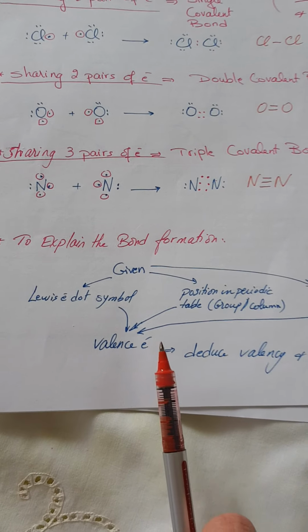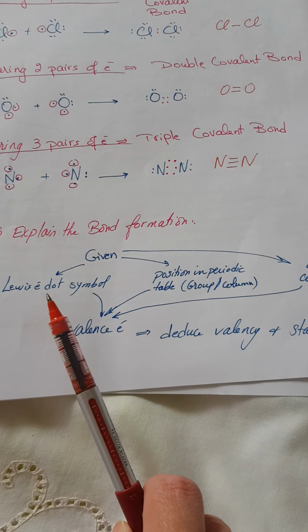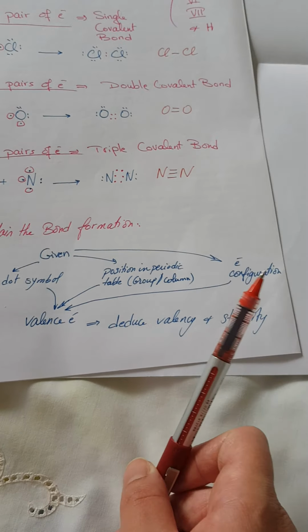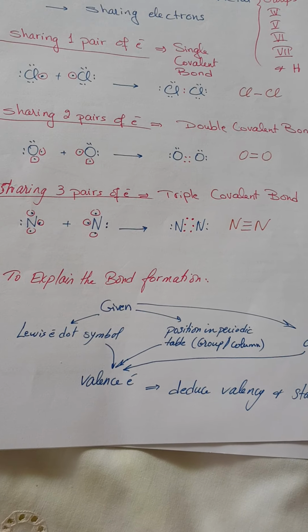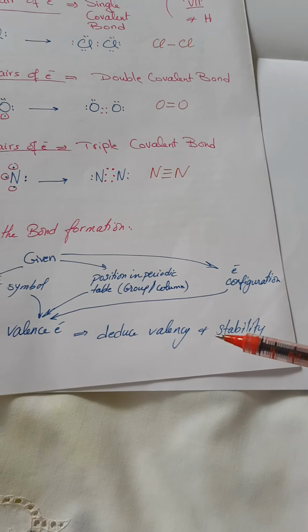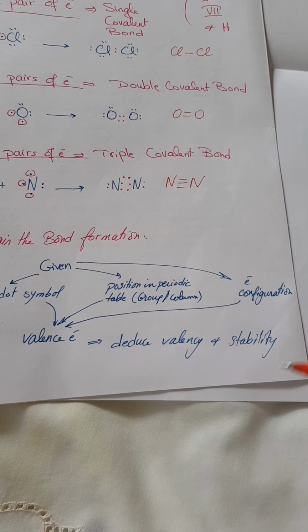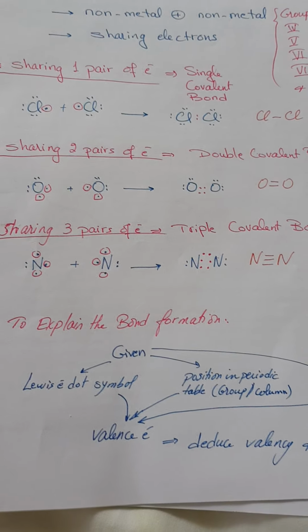So when you reach the valence electrons, either through the Lewis symbol, the position in the periodic table, or the electron configuration, you can deduce the valency, and thus you can deduce the stability and explain the formation of the bond.